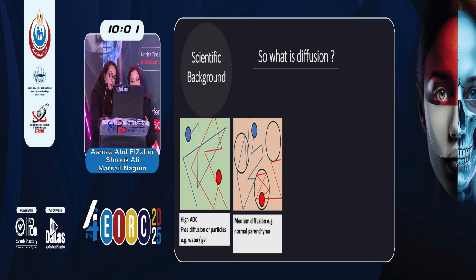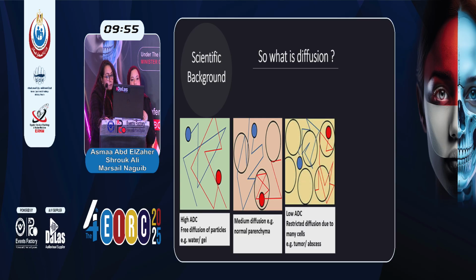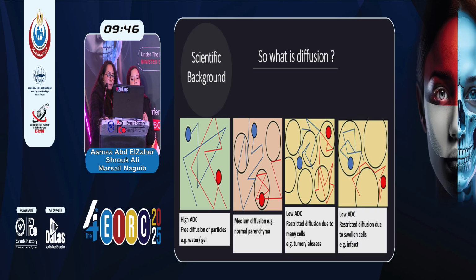And the second type is anisotropic, that occurs in soft tissue in which the diffusion of water molecules is embedded by cell membranes and intracellular organelles. It can be medium diffusion like in the normal parenchyma. It can be restricted due to either many cells like in tumors and abscess, or restricted due to the swelling of the cells like in infarction.